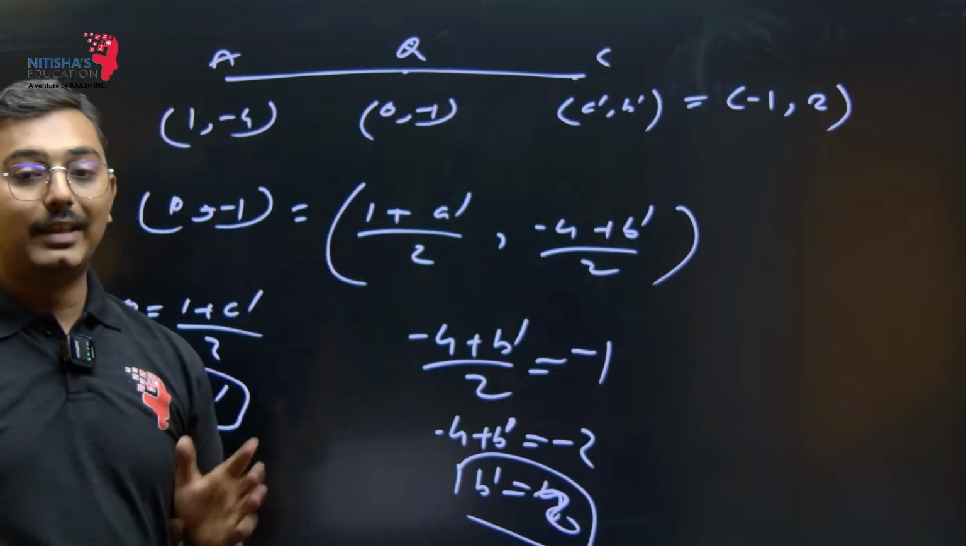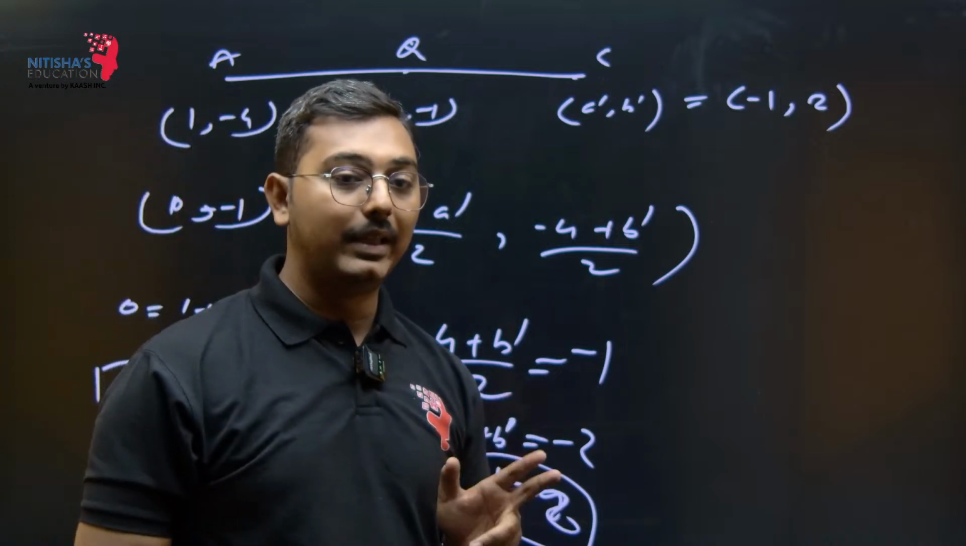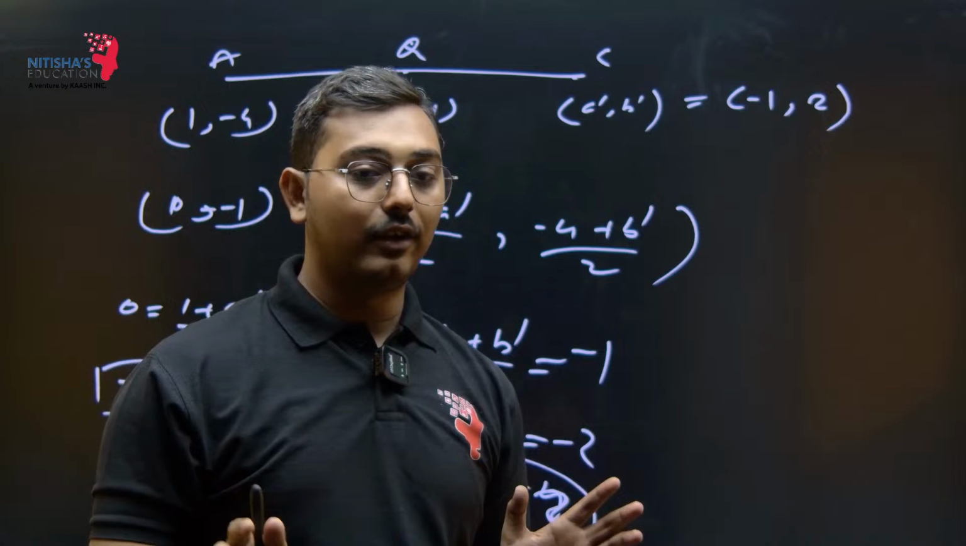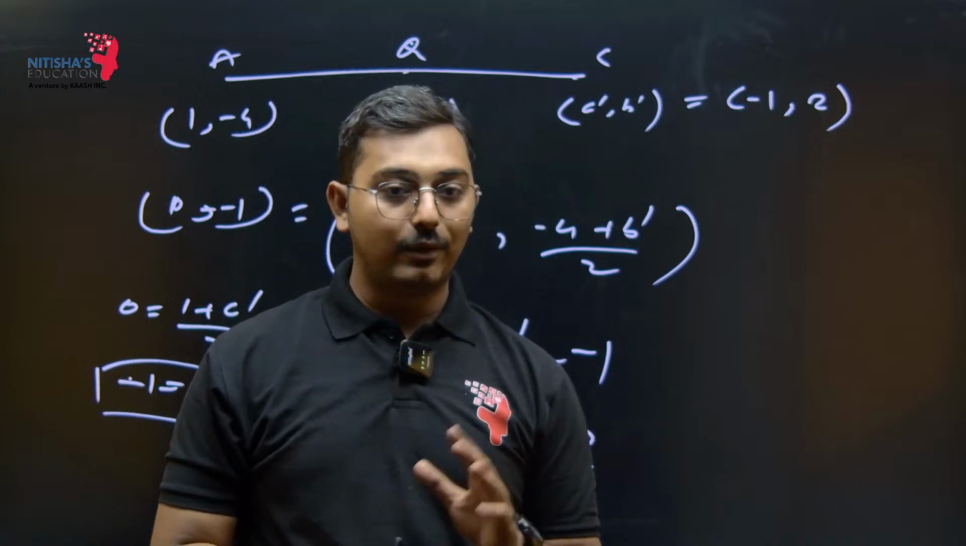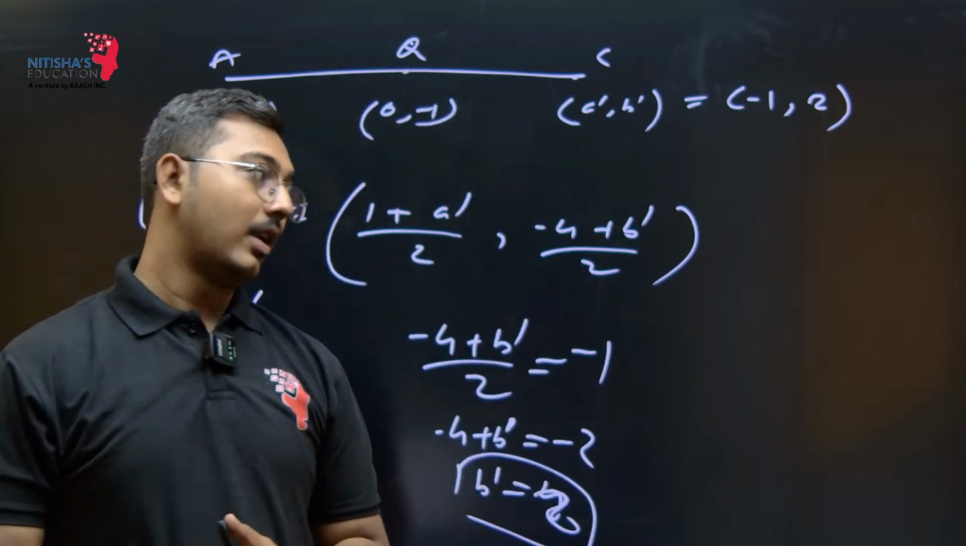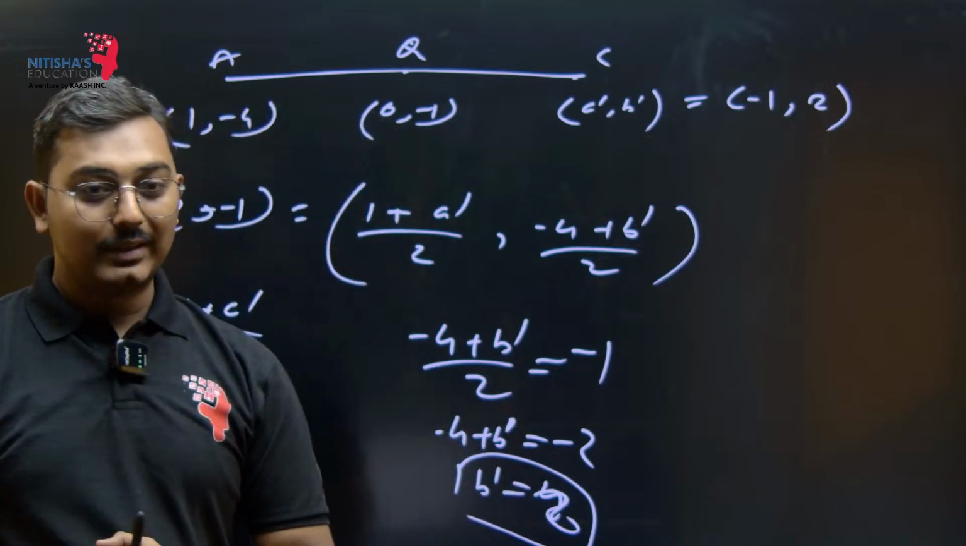Okay. Now with the help of these three coordinates A, B and C, find the area of the triangle, which we have solved plenty of times. Okay. Now it is time for trigonometry.